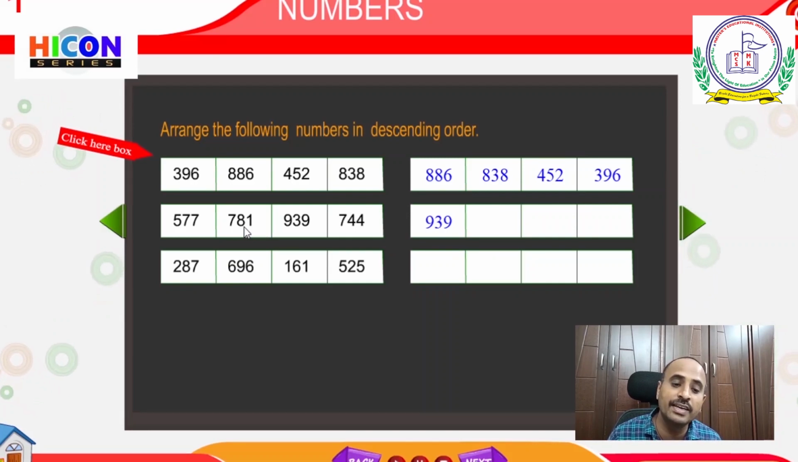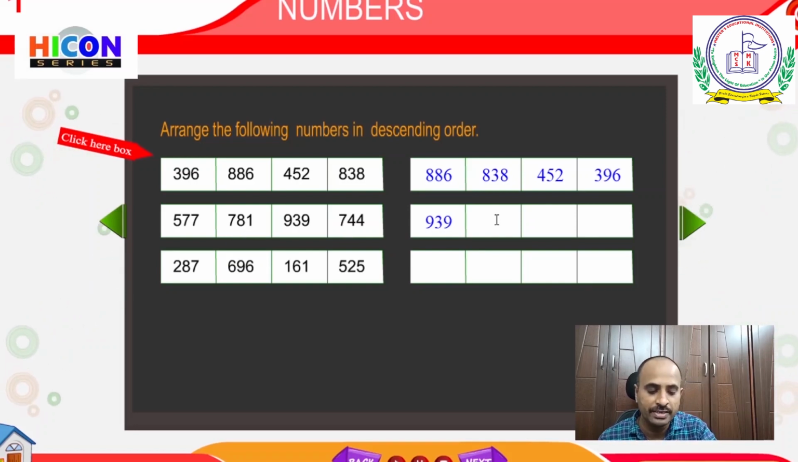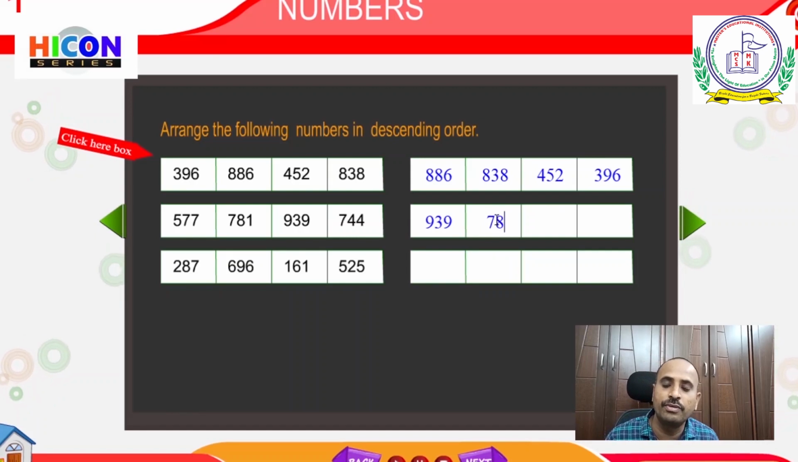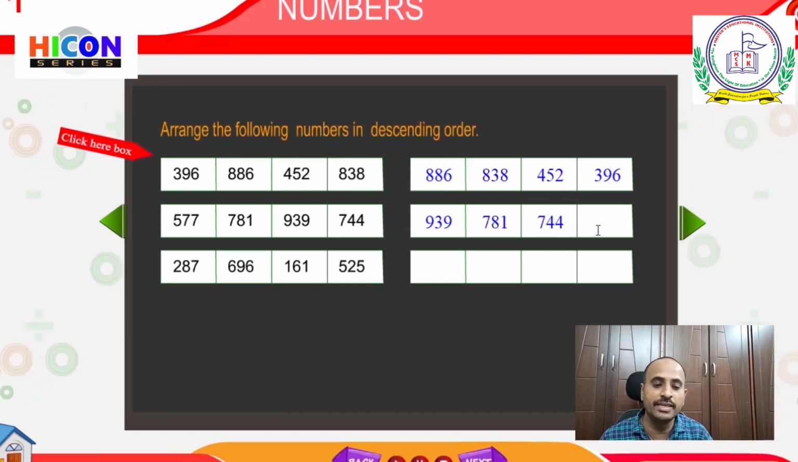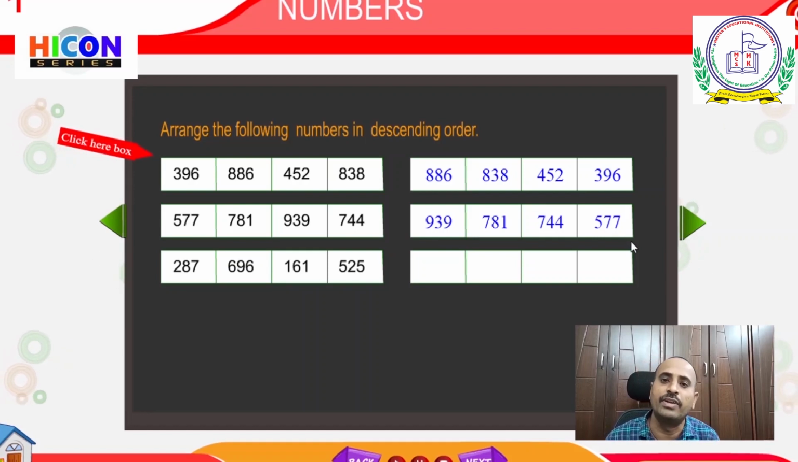So which one is greater? 8 or 4? 8 is greater. So the second greatest number is 781. And the third greatest number will be 744. The remaining number should be written in the last. It is 577. So this is the descending order for the given numbers. So children, this is the way of writing descending order for the given numbers.